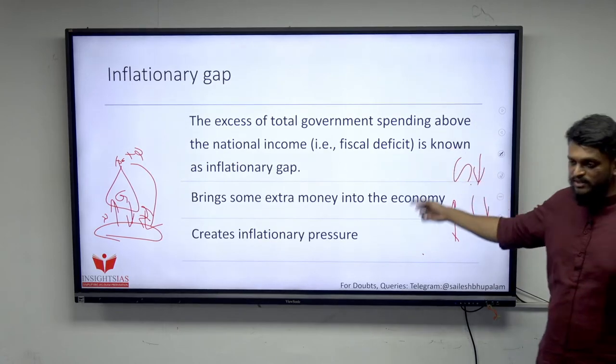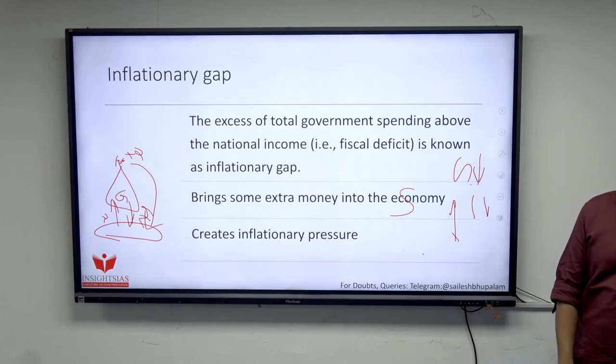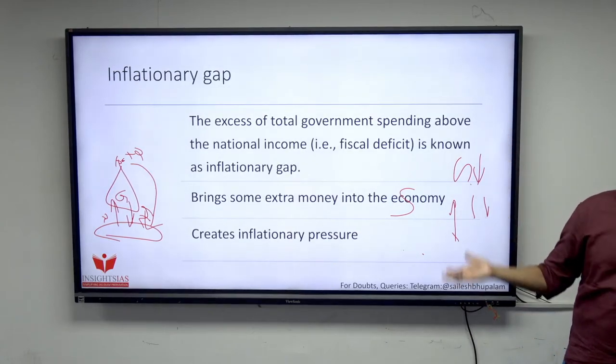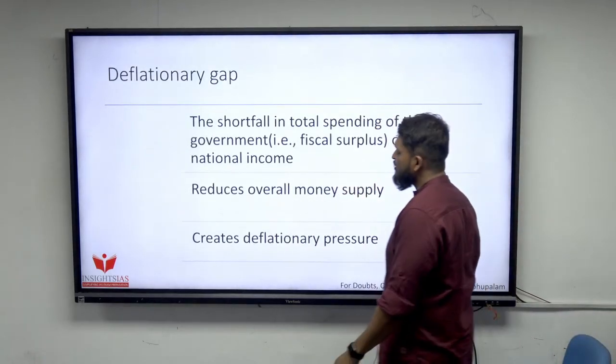But when we cannot do this is in a stagflation situation, because then what happens? It will increase the inflation, and inflation will go out of control. We don't want that to happen. So this is the meaning of inflationary gap.